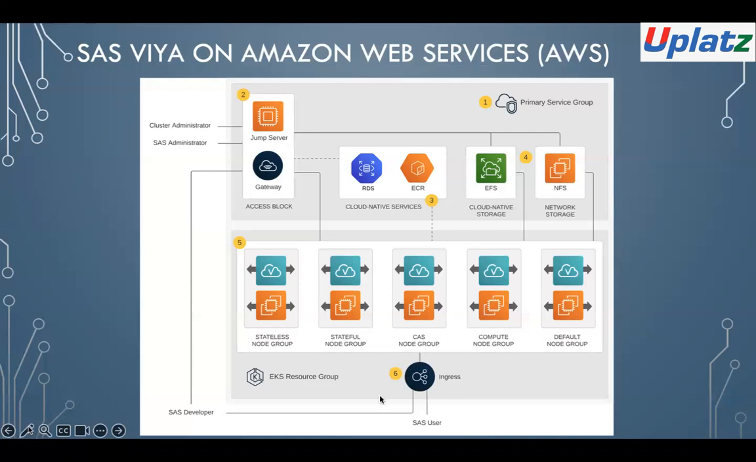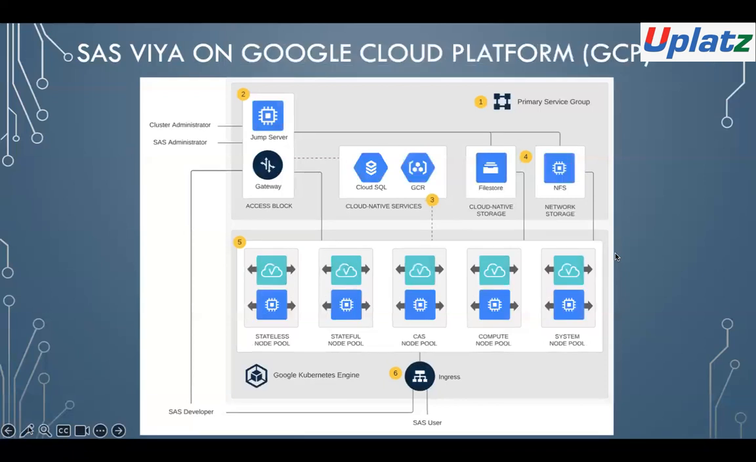Then the ingress is also mentioned here, which is used for SaaS developers and users. Right, this is about Amazon Web Services. Let's move on to SAS Viya on Google Cloud Platform, which is GCP.